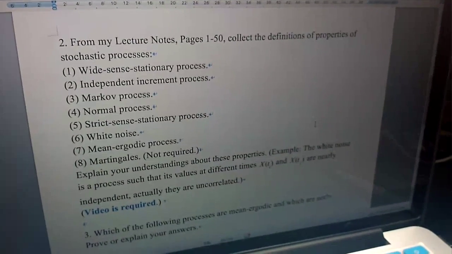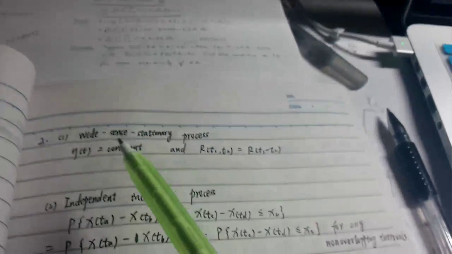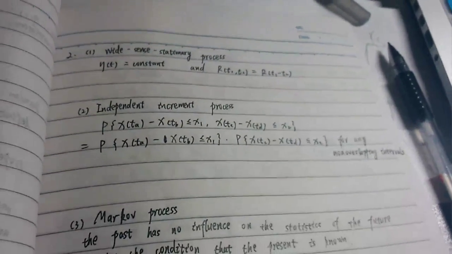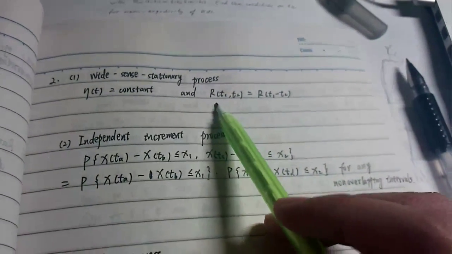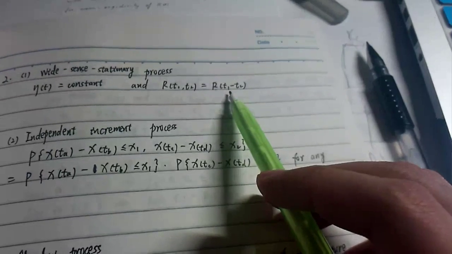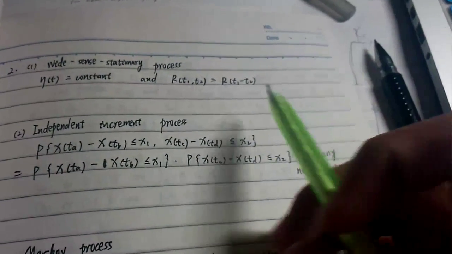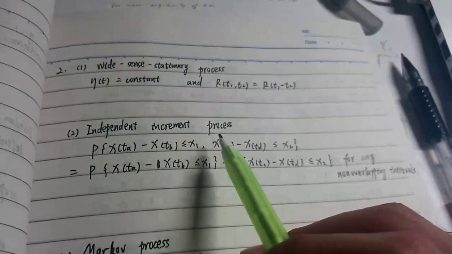Then we look at the second question. The second question asks us to collect the definitions and properties of stochastic processes. These 7 processes are general processes. So the first process is the wide sense stationary process. The definition is that the mean of this process is a constant, and the autocorrelation is not related to t1 and t2, just related to t1 minus t2.